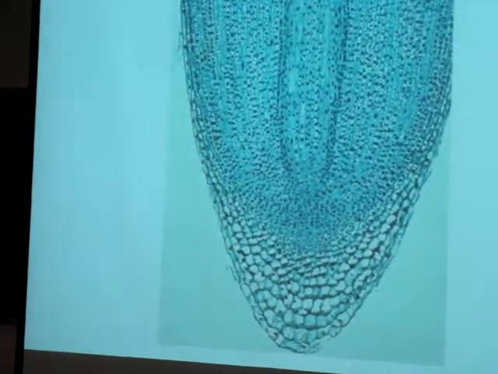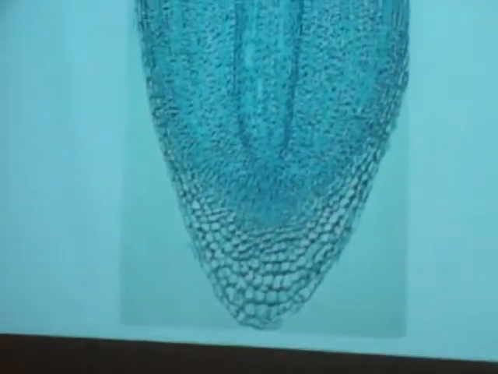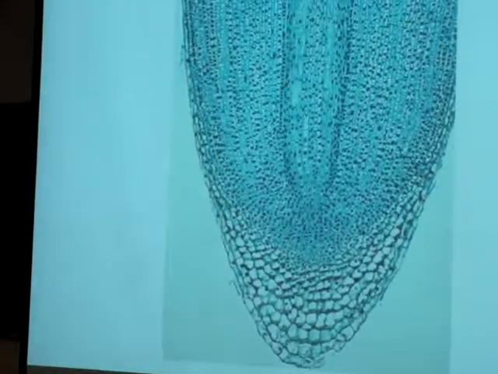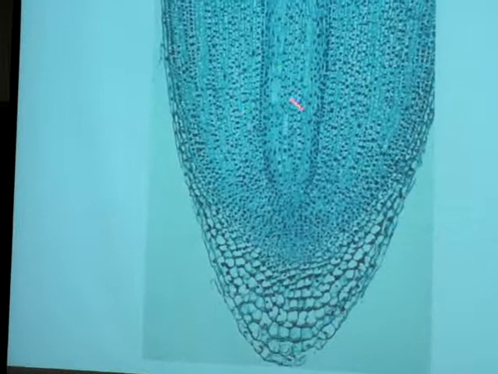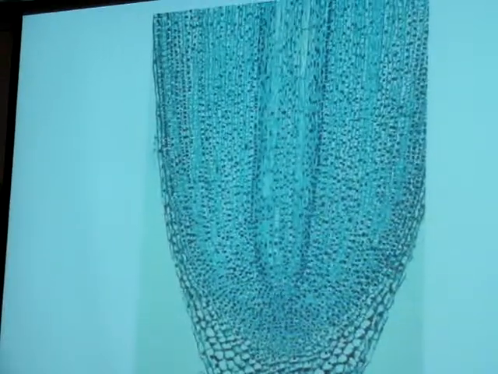Can you see the procambium? Yes, in much the same way you could when you looked at the stem. You're looking for the stripes. Okay? So, apical meristem.